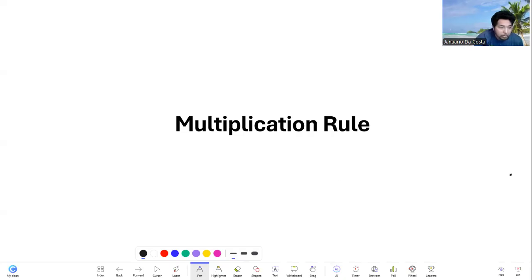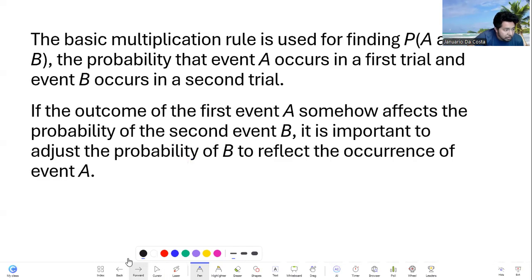Today we are going to talk about the multiplication rule of probability. The basic idea of the multiplication rule is finding the probability P of A and B, that is, the probability that event A occurs in the first trial and event B occurs in the second trial. What it means is that the first event somehow affects the probability of the second event B.